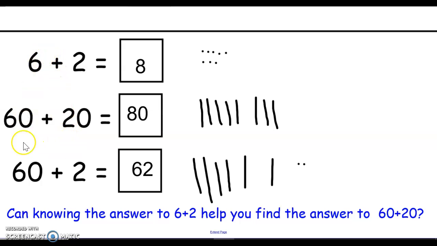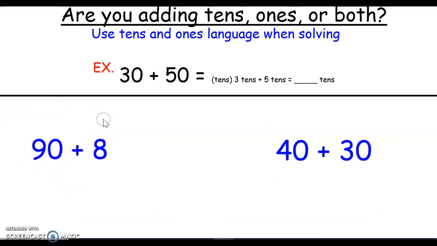Okay, we're going to see a lot of problems like this in our workbook today. I just want you to pay attention to the fact that if we're adding just ones, just tens, or both tens and ones. Okay, we're going to continue to practice. So we want to make sure that we're using the language of tens and ones when we're solving.